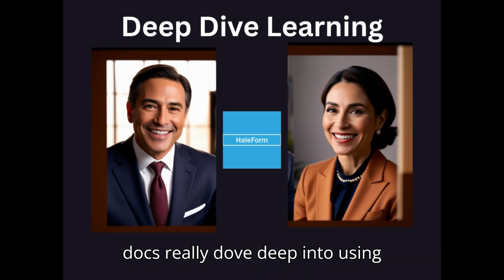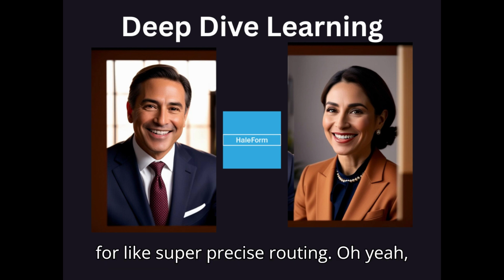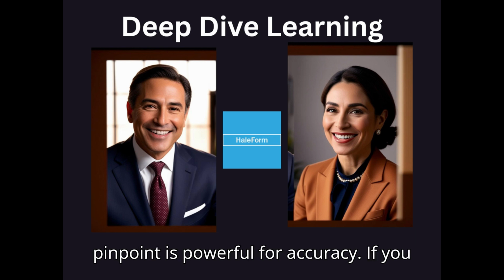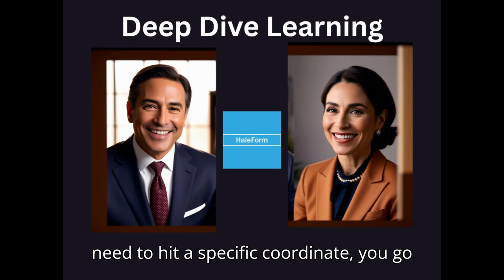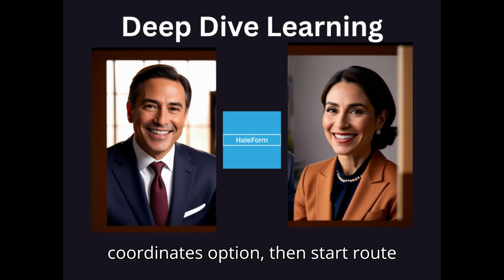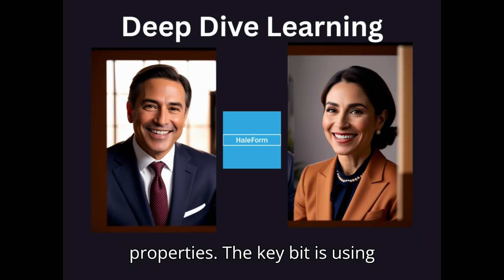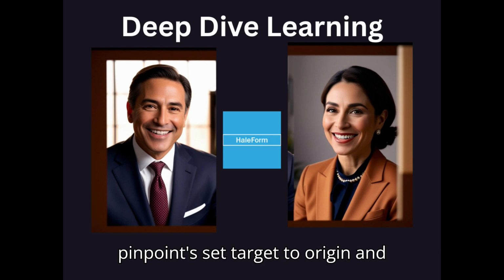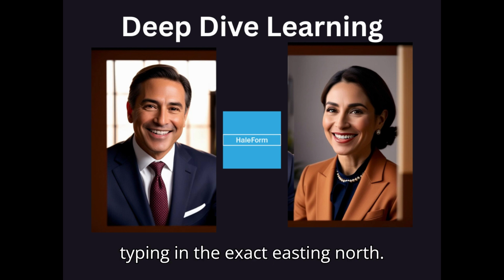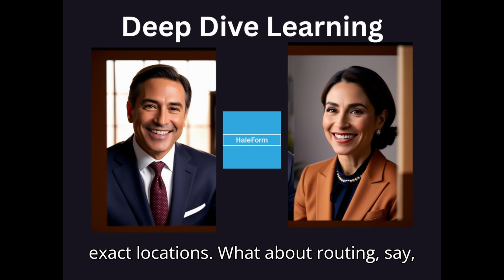Now, the docs really dove deep into using coordinates and distances with Pinpoint for, like, super precise routing. Oh yeah, Pinpoint is powerful for accuracy. If you need to hit a specific coordinate, you go to the Pinpoint command first, pick your coordinate system, use the rectangular coordinates option, then start route pipe, pick your start, set up the run properties. The key bit is using Pinpoint's set target to origin and typing in the exact easting, northing, elevation. Click in the view, bang, pipe goes right there.